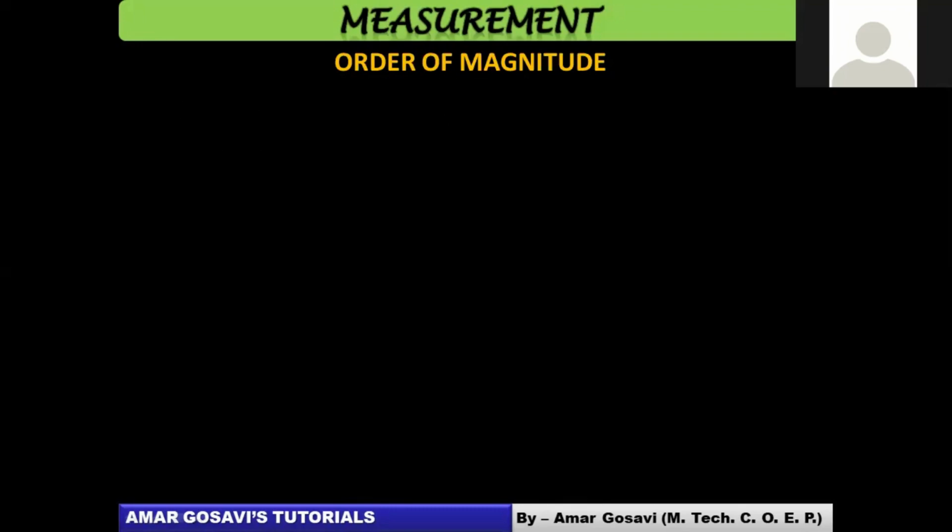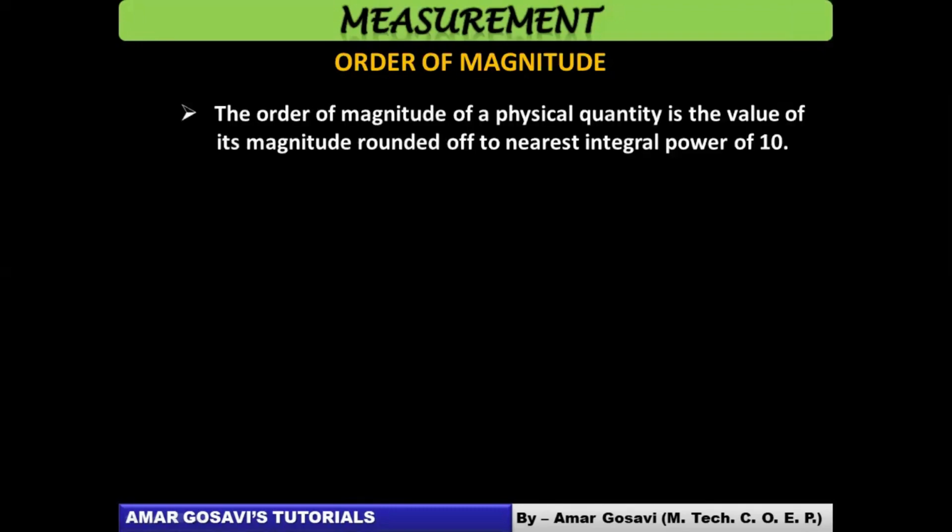So when I say order of magnitude, it means it's the value basically. The order of magnitude of a physical quantity is the value of its magnitude, which is rounded off to the nearest integral power of 10. Now, looking at the statement, it really becomes tricky for us to depict how to calculate order of magnitude. So for that purpose, I have selected a few examples which will help us in understanding how we work out the value for order of magnitude.